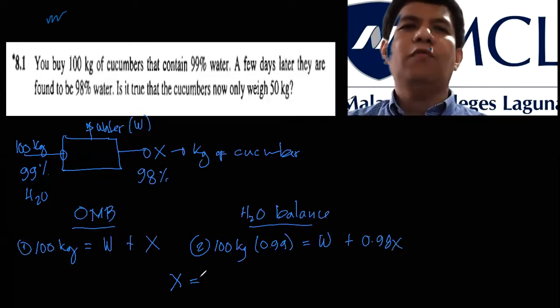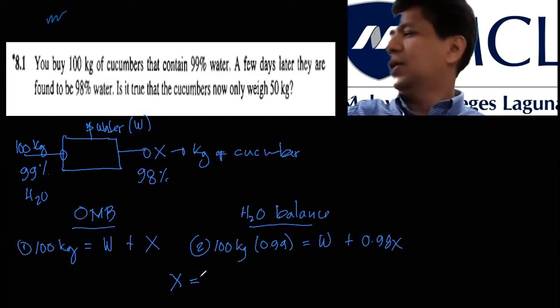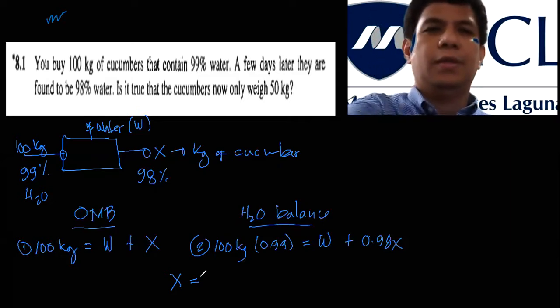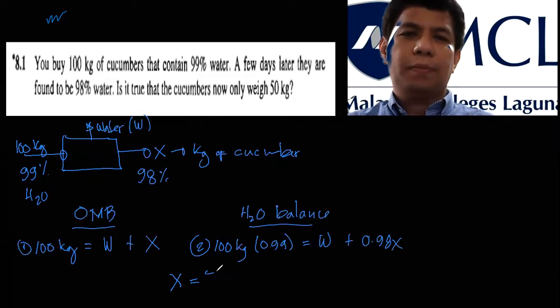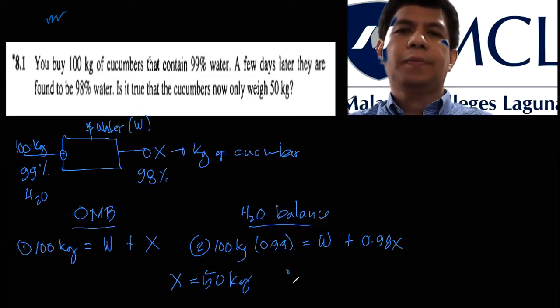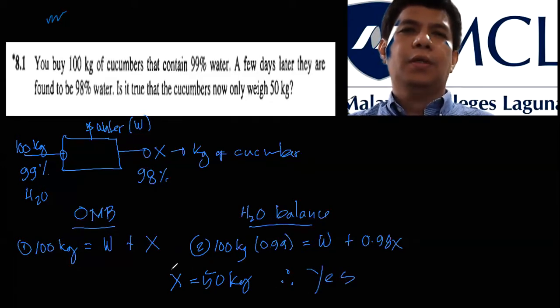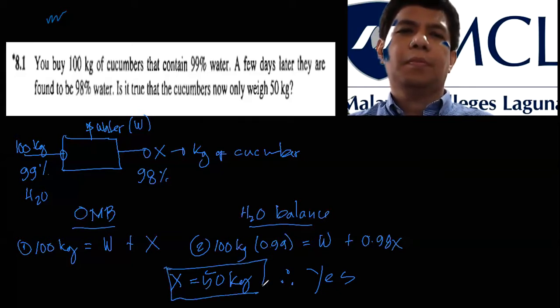Actually, both W and X give 50 kilograms. So X is equal to 50 kilograms. So therefore, the answer to this problem is yes. The weight of the cucumber after drying is 50 kilogram. And the answer to the question, is it true that the cucumber weighs only 50 kilograms? Is yes.